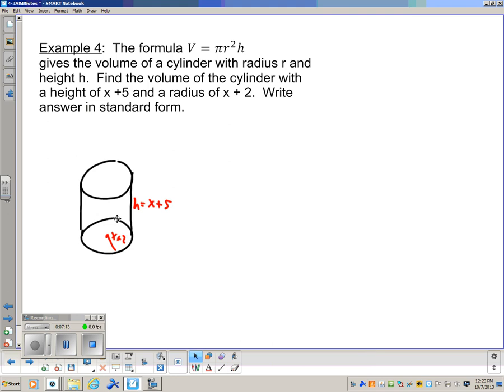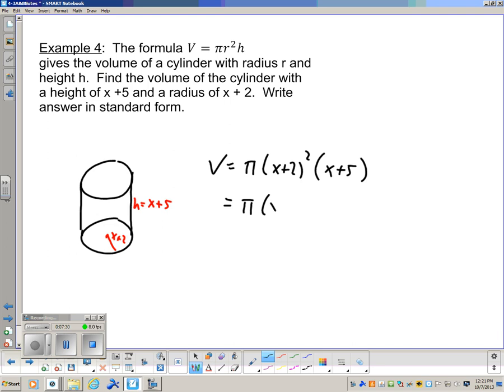To find the volume of a cylinder, we take pi times our radius, which is x plus 2, squared, times the height, which is x plus 5. I'm going to leave my pi there, but I'm going to FOIL out that x plus 2 times x plus 2, and then multiply that by x plus 5 and see if we can clean that up.